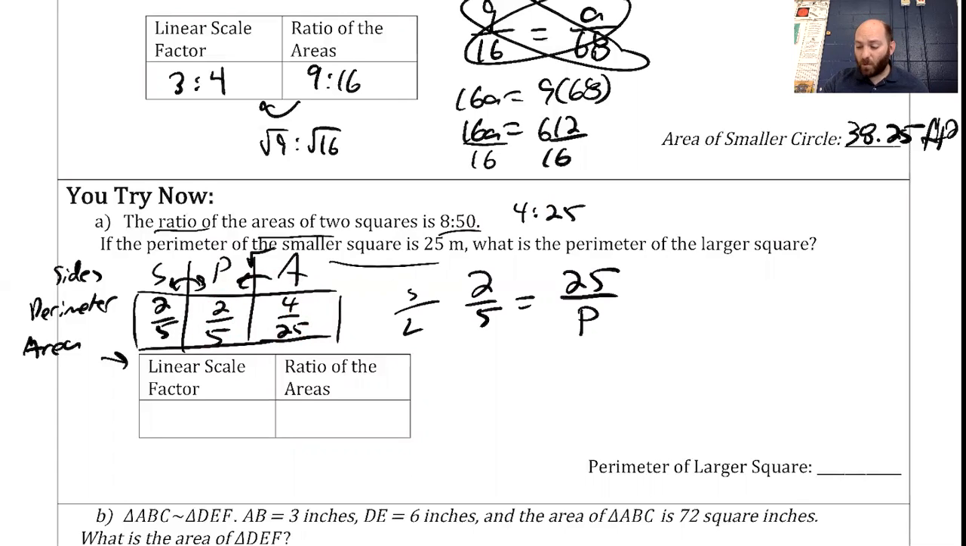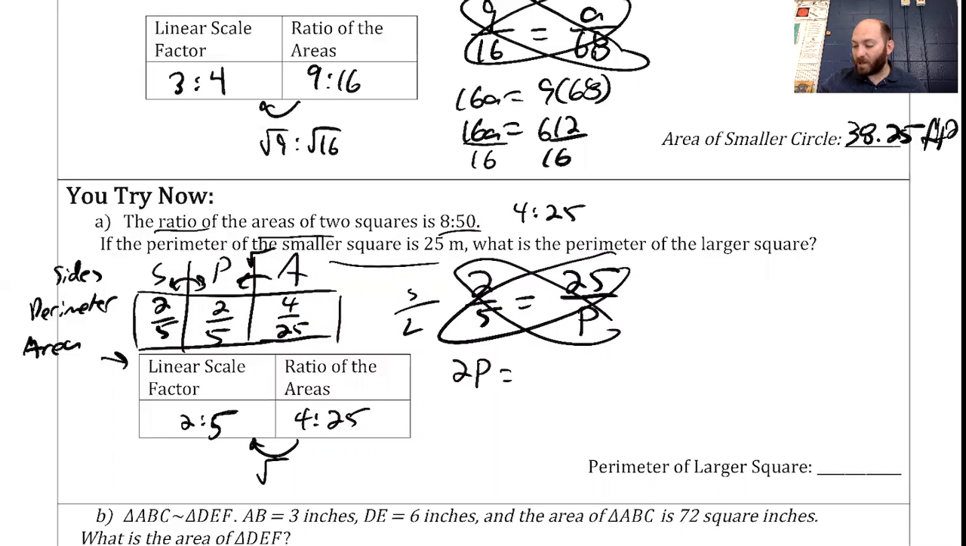If you use the original one, I'm going to do the same thing. 4 to 25. If I go this way, I'm going to square root both. So I'm going to get 2 to 5. Doesn't matter which one you want to use. Just remember that linear scale factor and perimeter ratios are the same. All right, so now I'm going to cross multiply. So 2p is equal to 5 times 25. 2p is equal to 125. Divide by 2, and I get 62.5.